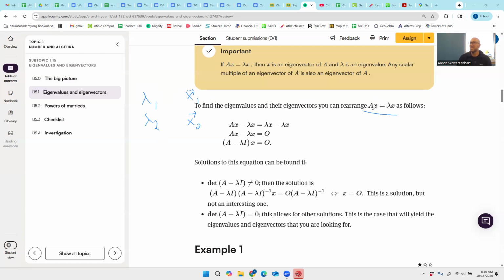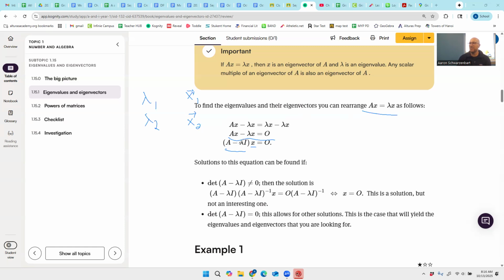Okay. And this is officially what it means. You can subtract lambda x from both sides and get this. You can factor out the x and you get this. Do you know why they put the I in? It's the identity matrix, but I don't really know why they would put it there.